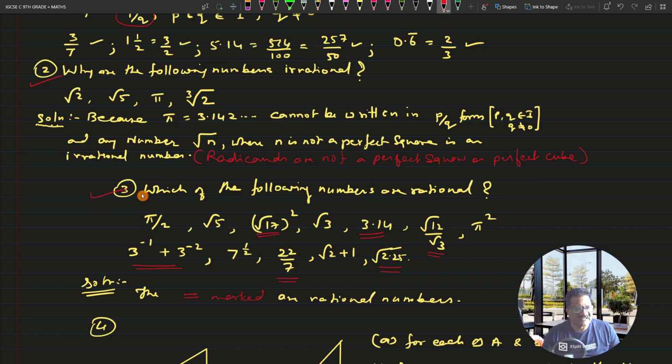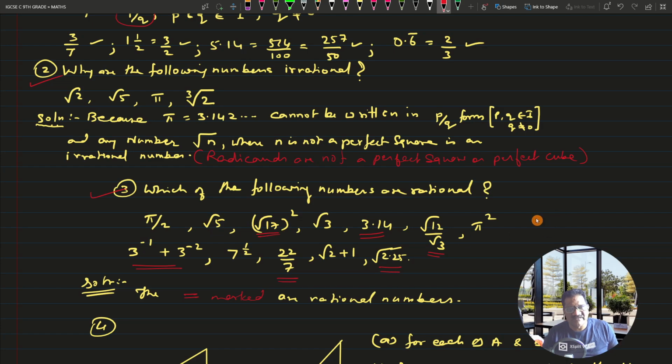Let us go to the next question, that is question number 3. Which of the following numbers are rational? Now, out of this, pi by 2: pi is an irrational number. An irrational number, when divided by a rational number, will give you an irrational number, right? So pi by 2 will also be irrational. Root pi is an irrational number because the radicand is a non-perfect square. Now, root of 17 the whole square.